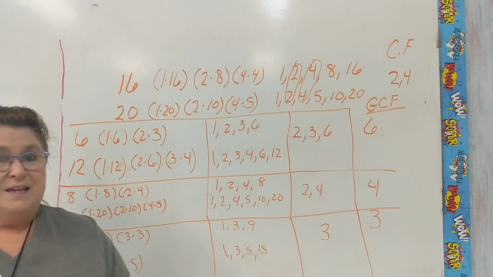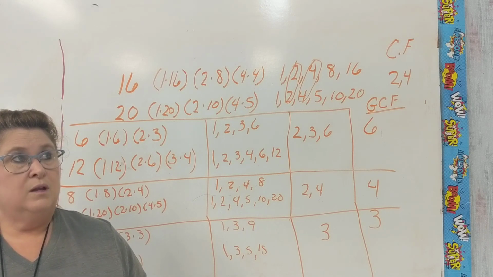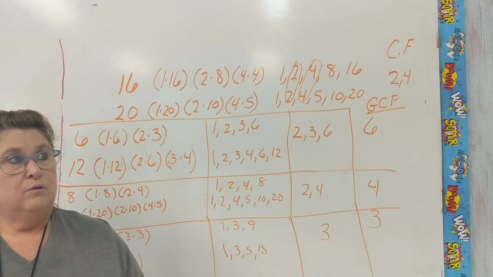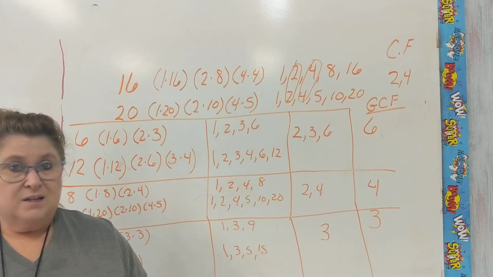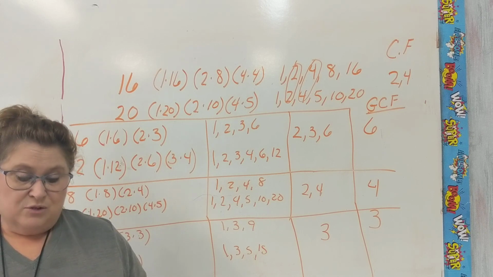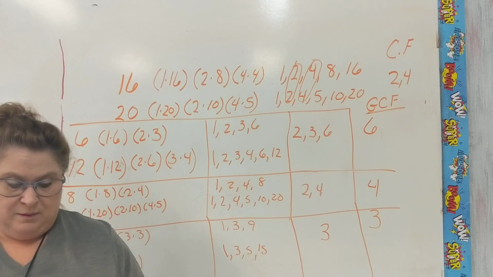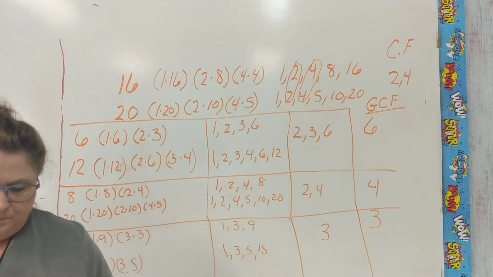Do the same for 3 and 6. For 3, we have 1 times 3. So our factors are 1 and 3. For 6, our factors are 1, 2, 3, and 6. Our greatest common factor is what? It is 3. So try to find your greatest common factors mentally. That's really going to help you to be able to do that.